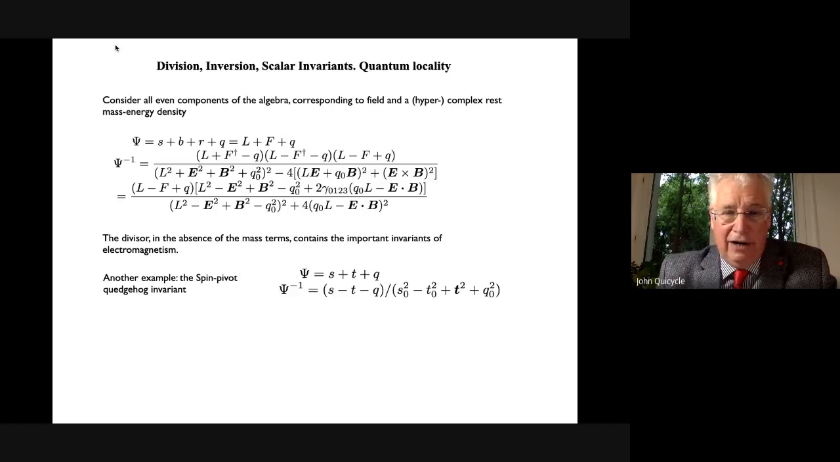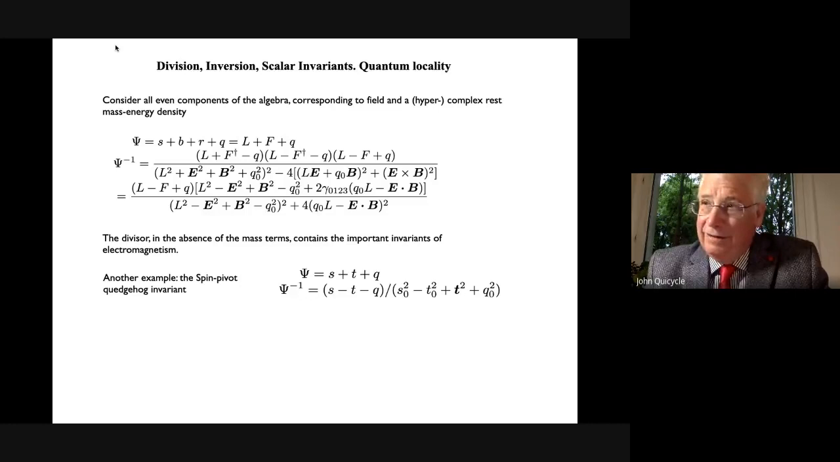Here's an invariant that might be less familiar. The scalar invariant divisor here can also go to zero. This is a spin pseudoscalar, or Quedgehog, combination. The Quedgehog is the pseudoscalar element. If you combine mass with spin, you also have a similar kind of thing that can go to zero under certain circumstances. And the mass-spin thing is also something you will consider in terms of exchange. So here's another invariant which isn't so universally considered, but is nonetheless interesting.